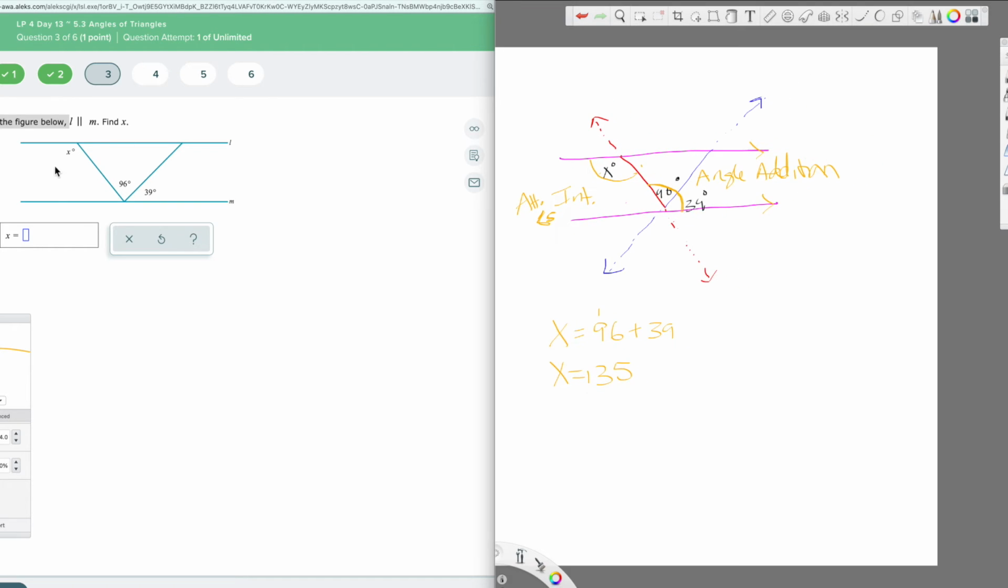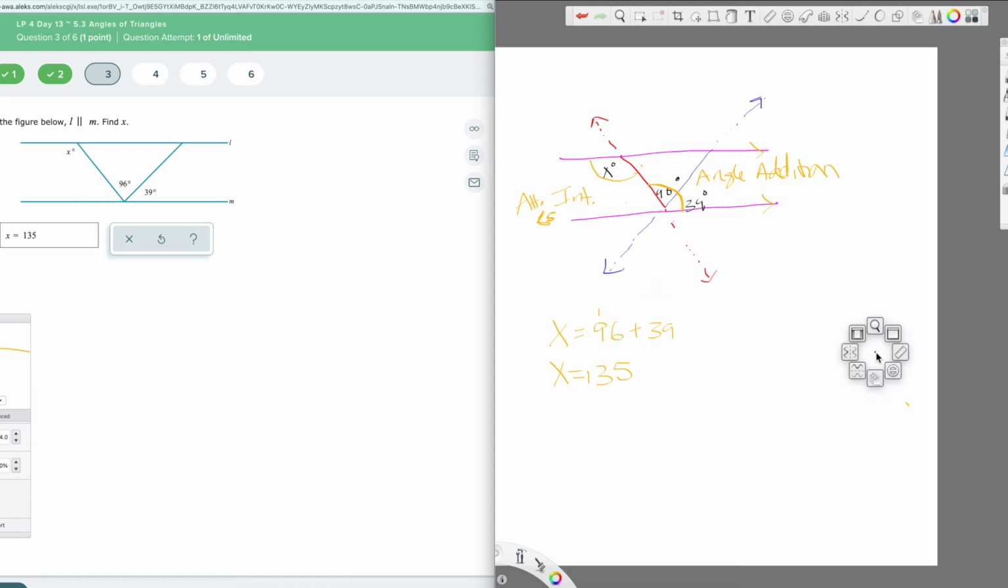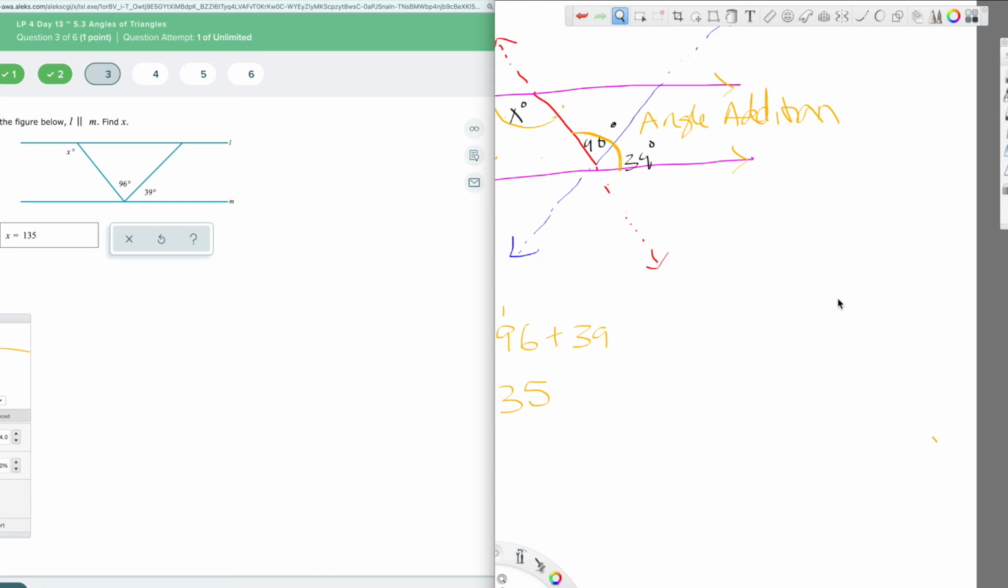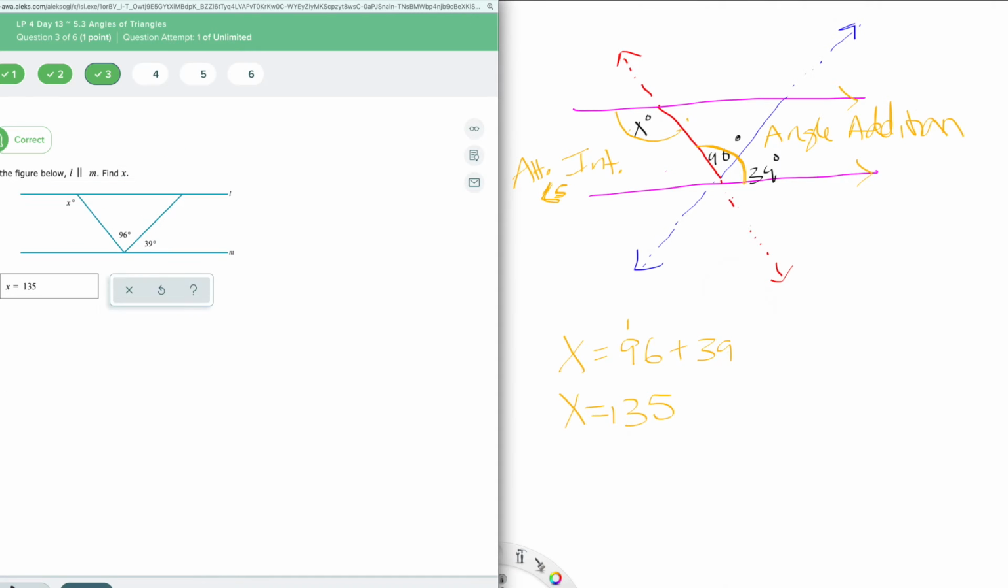Oh, that zoomed out. Don't know why that zoomed out. Check. All right, why did it not check? There we go.